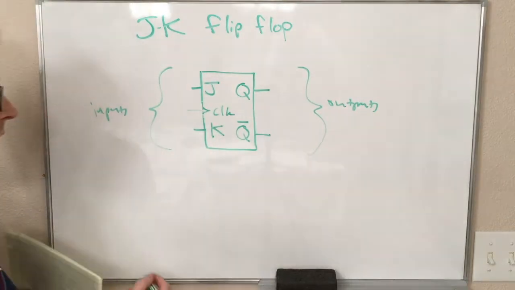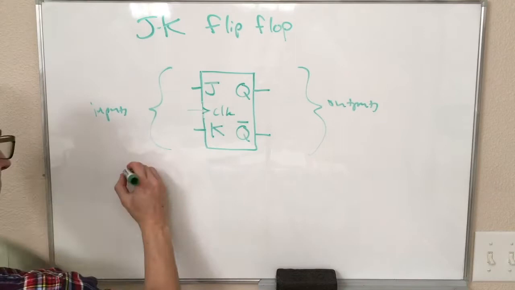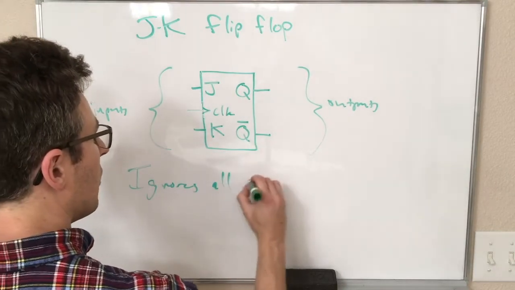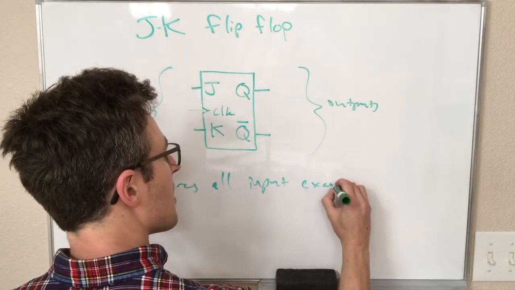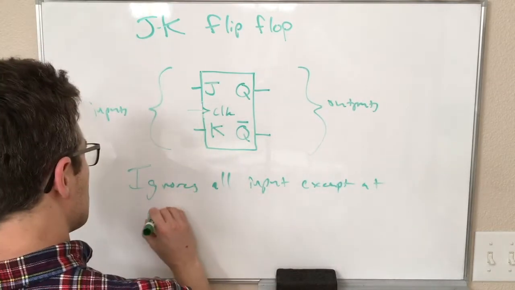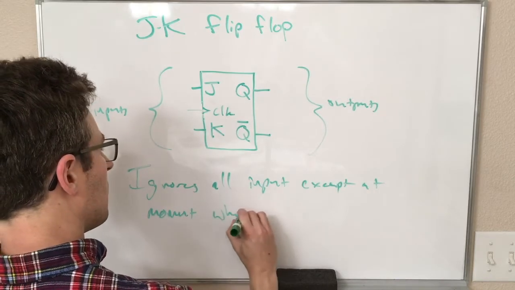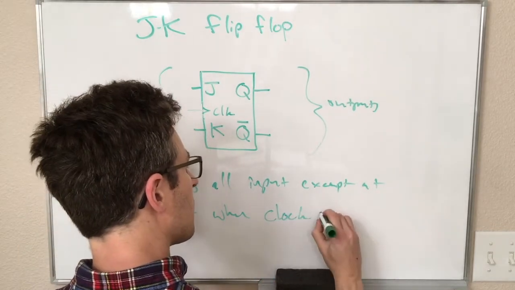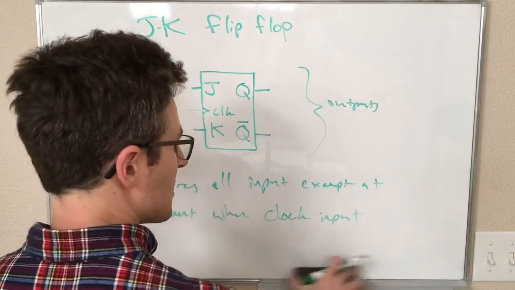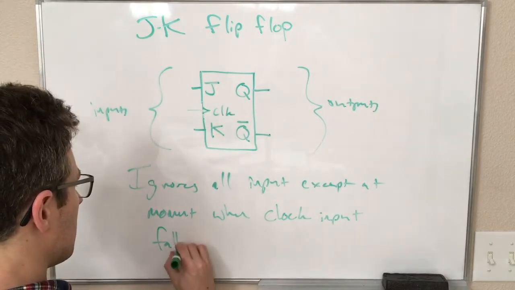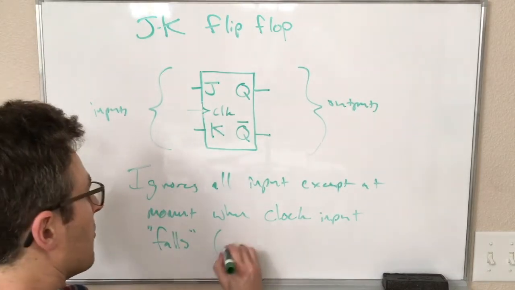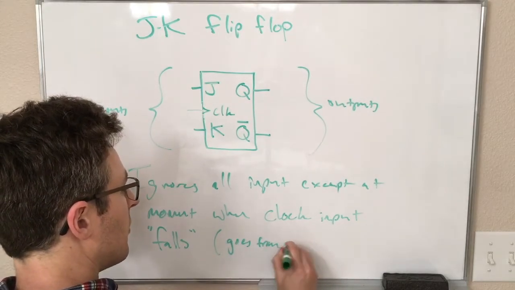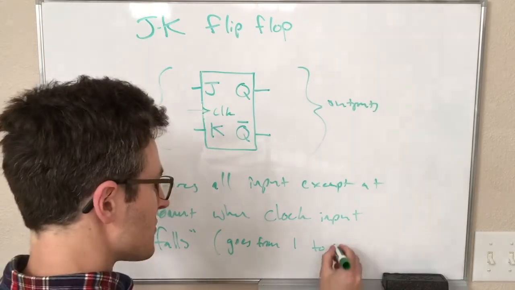So in particular, well, let's write this down. The other way we could say that is it ignores all input except at the moment when this clock input, we're going to say falls, meaning transitions from 1 to 0, or on to off, or 5 volts to 0 volts.